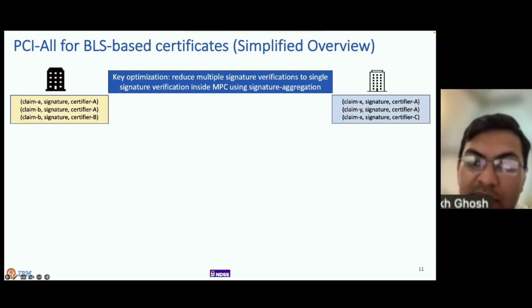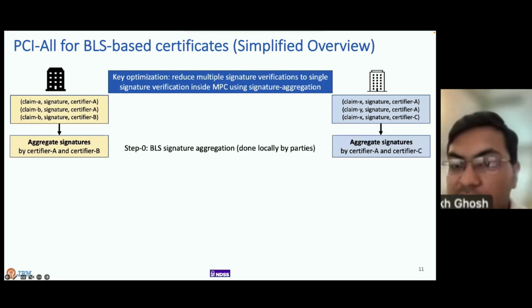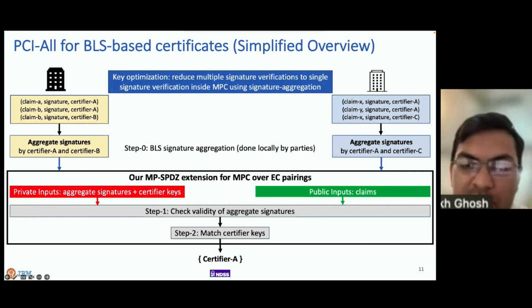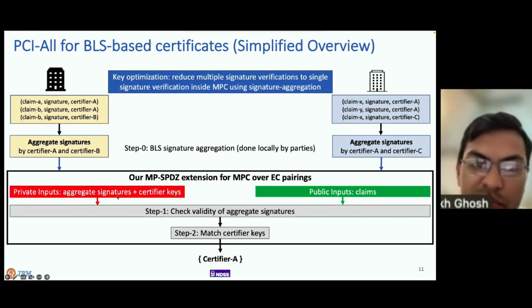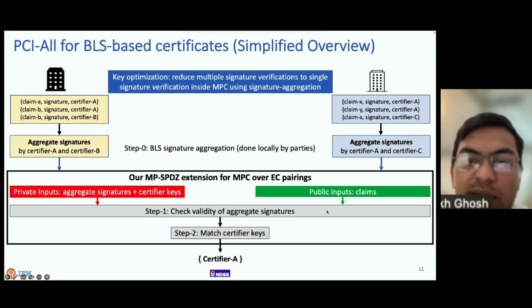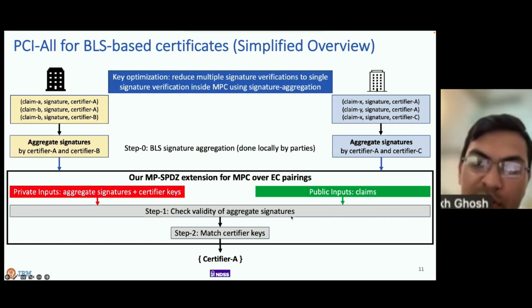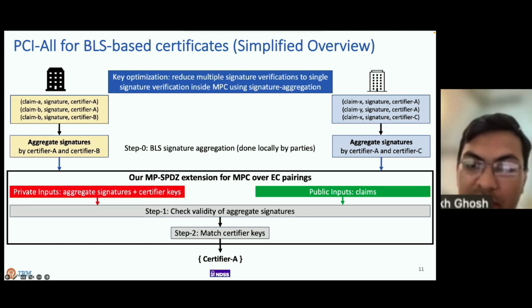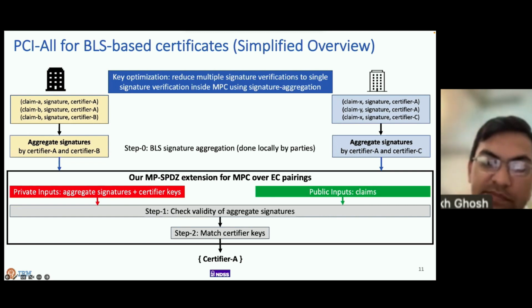The two parties have their sets of certifiers and certificates, and they first aggregate the signatures coming from the same certifier over different claims. Now, these aggregated signatures, along with the public keys of the certifiers, become the private input to the MPC. As the claims become the public inputs to the MPC. So after validating the claims and matching the certifiers, PCI-All outputs the intersection. And neither the certificates nor the public keys of the certifiers, which are not in the output intersection set, are revealed.